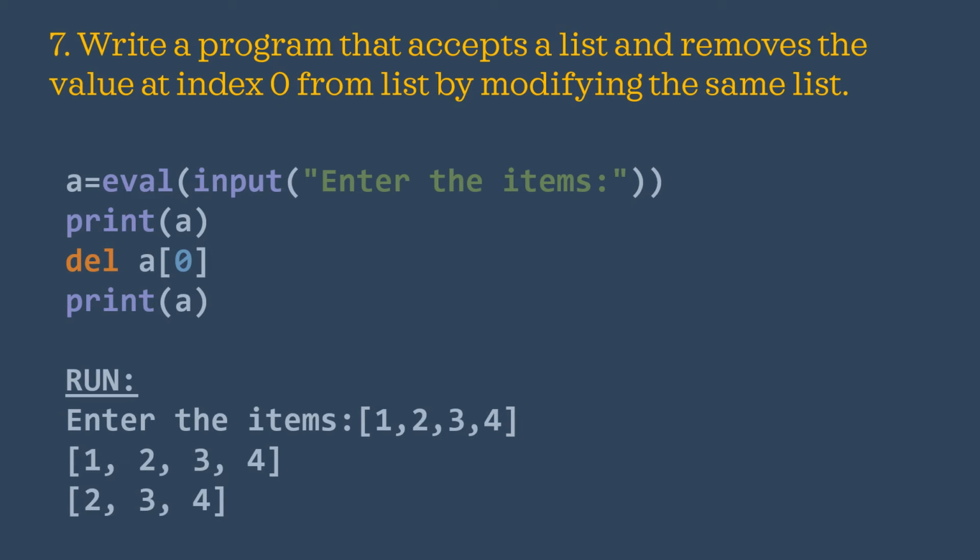Now once you run the program, it will ask you to enter the items. I have used the eval method, so you have to pass the list like this within square brackets. You have to write the values, let's say 1, 2, 3, 4. Now it will print the values which are present in list a, that is 1, 2, 3, 4. And next it will delete the value which is present at index number 0, that means 1 will be deleted from the list. And now the current list is 2, 3, 4.